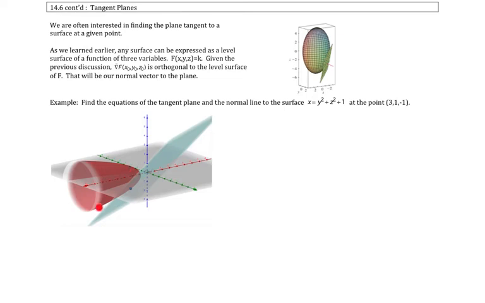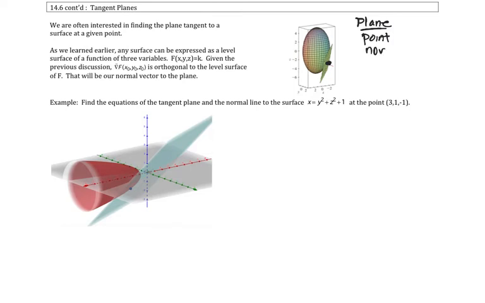Or here's this red surface here. If I wanted to know the tangent plane at this point, then it would be something like that. And we know that to find the equation of a plane, we just need a point. Okay, so that's just going to be the point of tangency, wherever that tangent plane is desired.